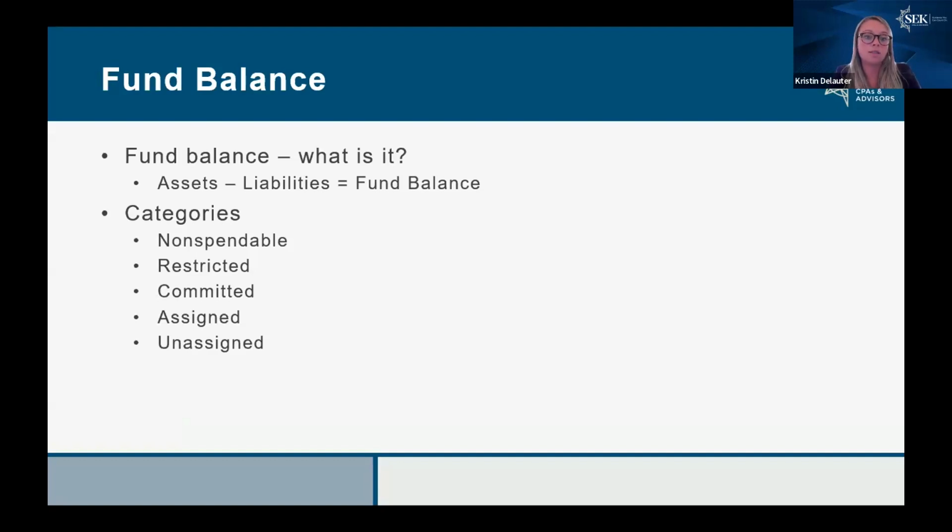The first is the non-spendable. So those are items that cannot be spent because they're not in a spendable format. So items such as prepaid expenses or inventories, typically those match what's on your balance sheet, to tie to that non-spendable fund balance line on the balance sheet.